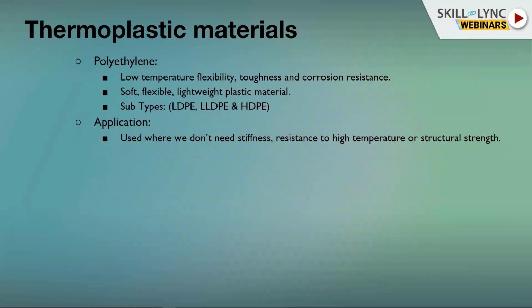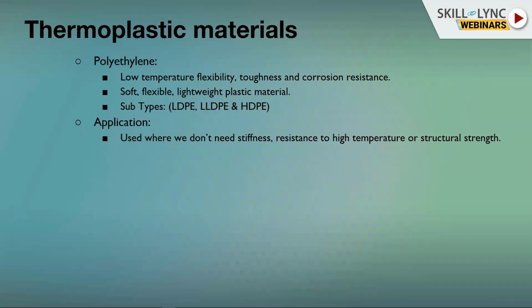Then we have polyethylene. It has low temperature flexibility, toughness, and corrosion resistance. It is a soft, flexible, and lightweight plastic material. There are subtypes like low density polyethylene, linear low density polyethylene, and high density polyethylene. And these are the applications used.